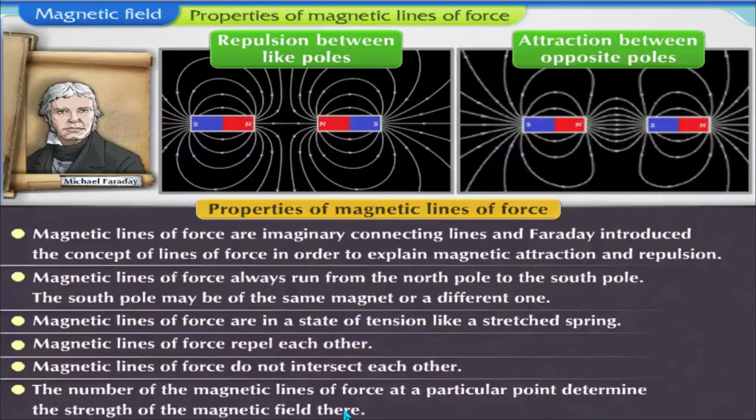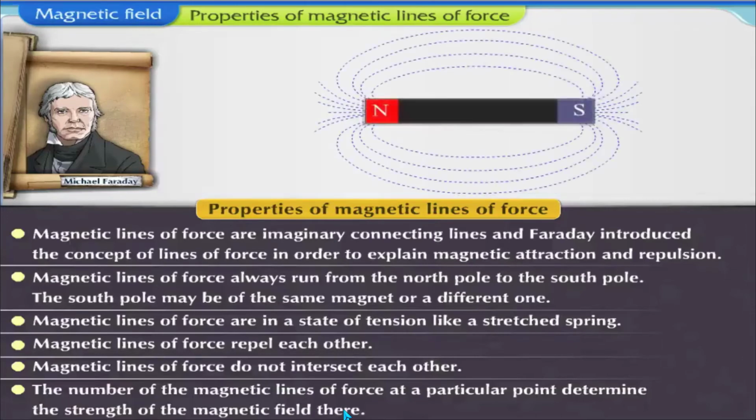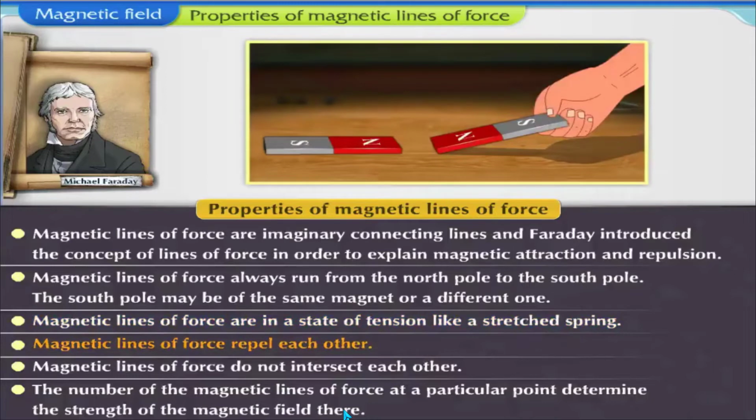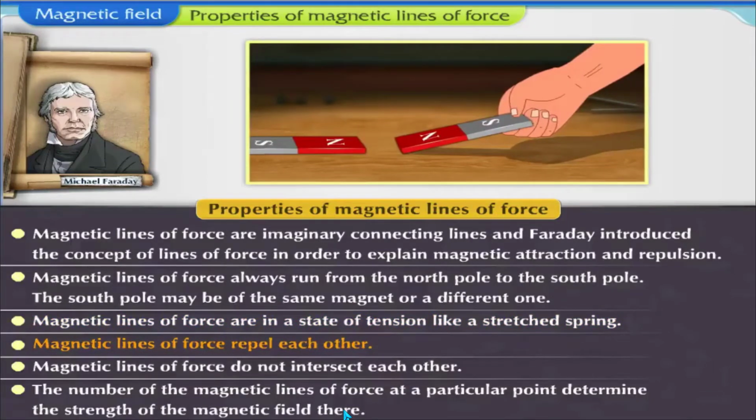From the figure, we can see how the properties put forward by Faraday help to explain the repulsion between like poles and attraction between opposite poles. According to the third property, the lines of force joining the north and south poles of a magnet, being in a stretched state like a spring, pull the two opposite poles towards each other. By the fourth property, they give rise to repulsion between like poles. After understanding the properties of magnetic lines of force, let us now proceed further.